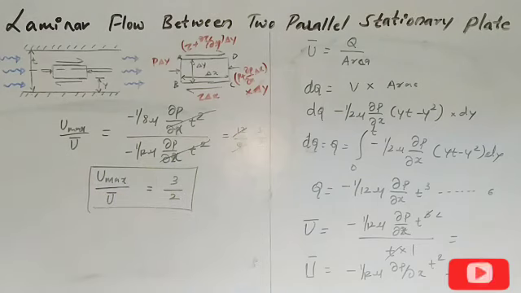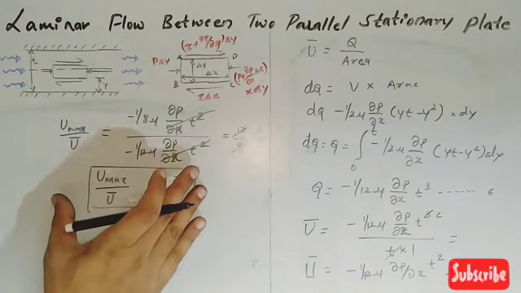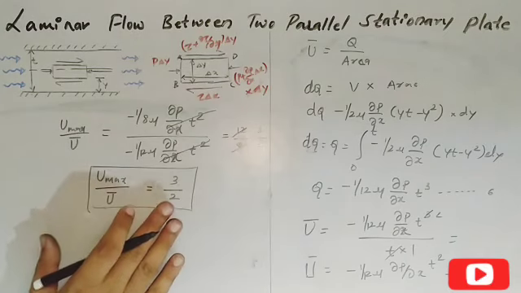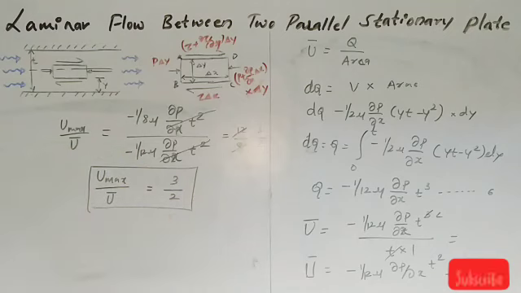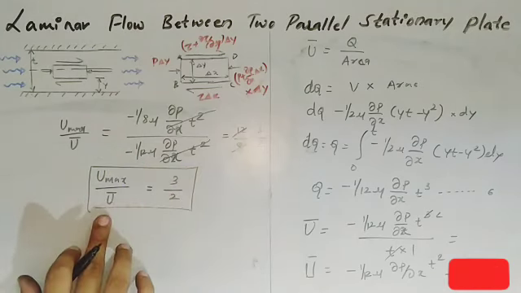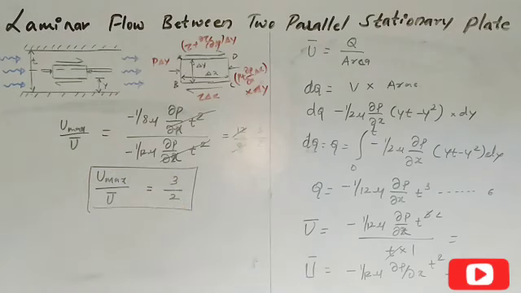Okay, so in the examination, in some question papers they have asked up to this equation: prove that the ratio of maximum velocity to the average velocity in a laminar flow between two parallel stationary plates will be equal to 3 by 2. So up to this they have asked in the examination. Okay, now the ratio of maximum velocity to the average velocity is 3 by 2.